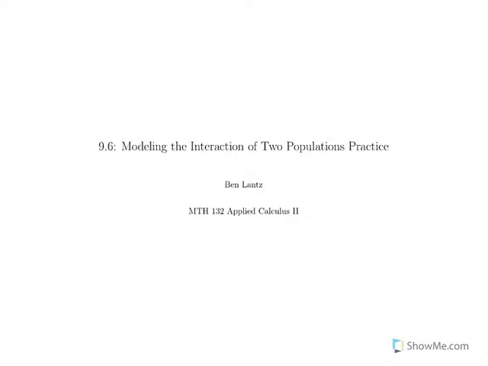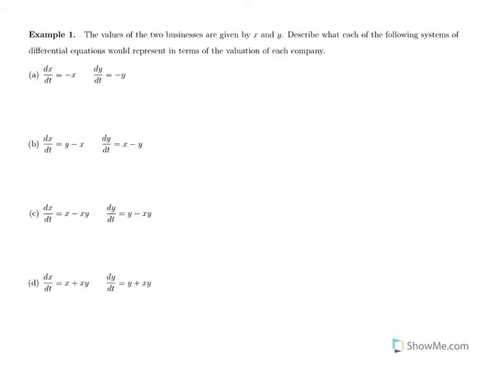Let's continue looking at the idea of modeling the interaction of two populations. We'll look at a couple different example problems in this video. So first, instead of populations of species, let's look at the values of two businesses. When we're talking about species interacting with each other, it has a common idea to businesses interacting with each other. Sometimes businesses can help each other out, like a symbiotic relationship.